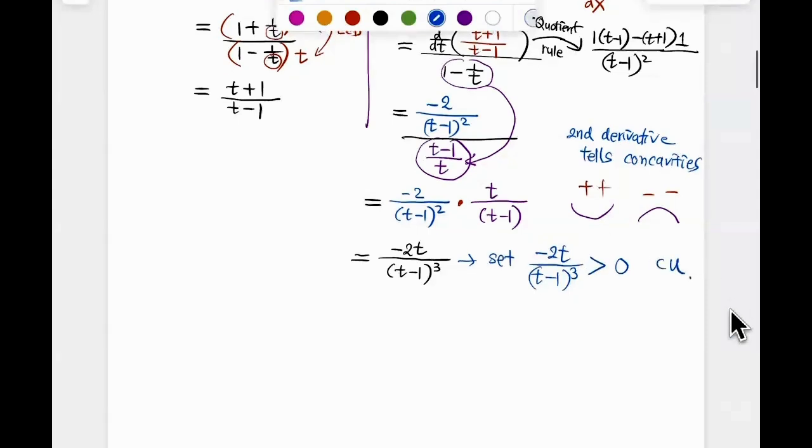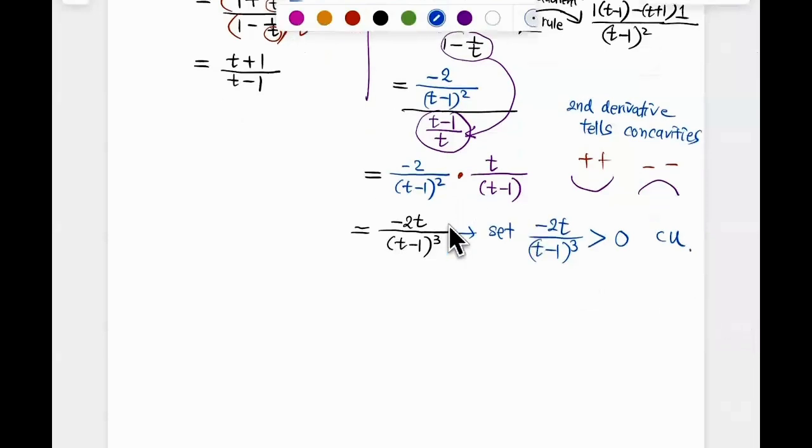But in order to do this, we need to find out when this will be equal to 0 and when this will be undefined first. Okay, let's look at the numerator and denominator. So how do we solve this? Negative 2t is equal to 0 when t equals what?